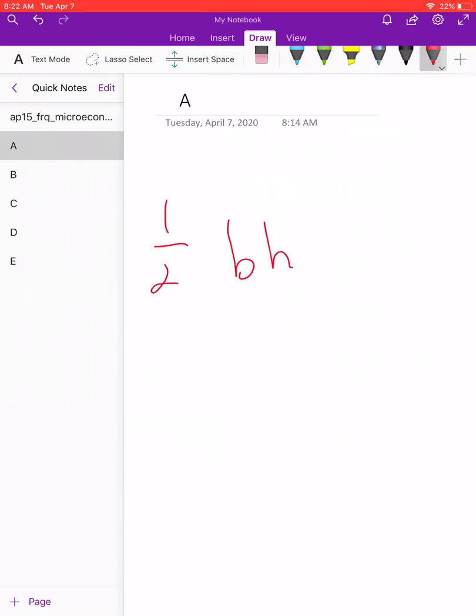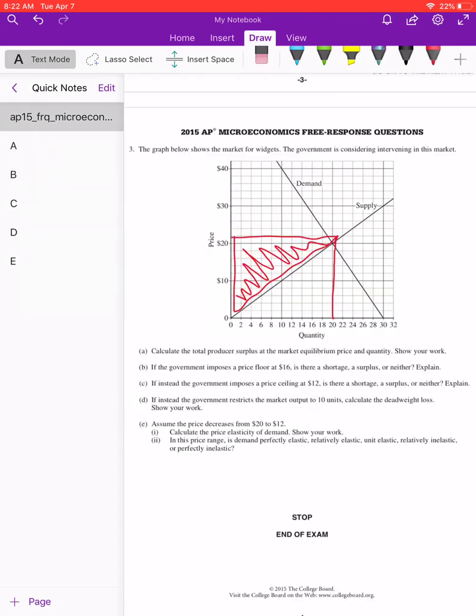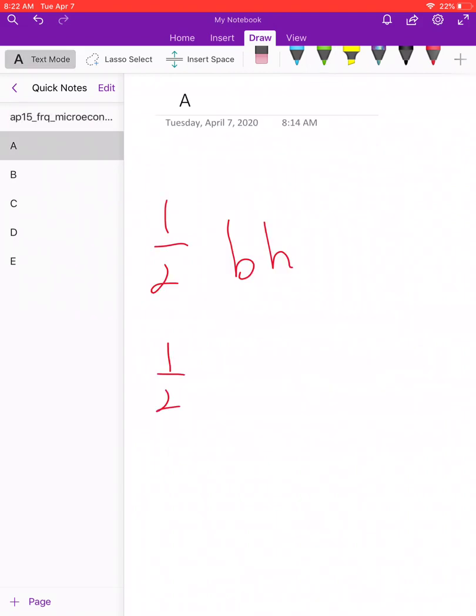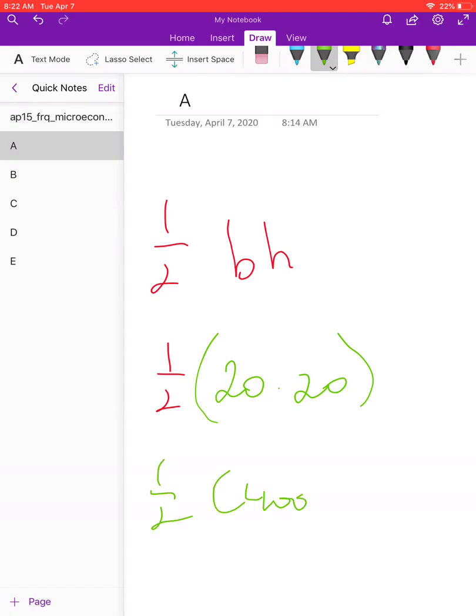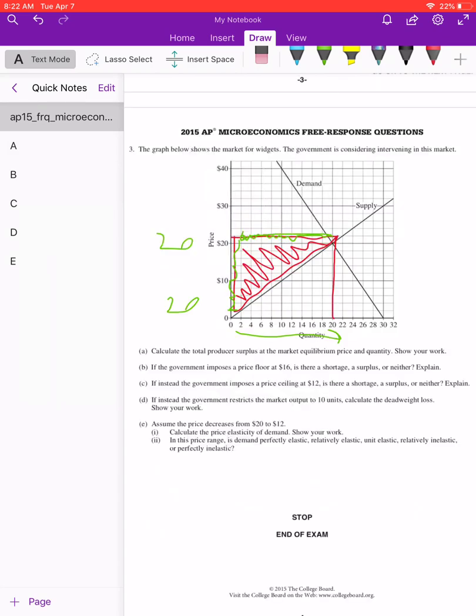of base times height. Going back to the problem, we saw the base being, let's just call it this here. Now this here is equivalent to this here, so that means your base is 20. And then your height is this here, and so that means your height is 20. So 1/2 of 20 times 20 is the same as 1/2 of 400, which means your answer is 200. So your answer for letter A, I believe, is 200.